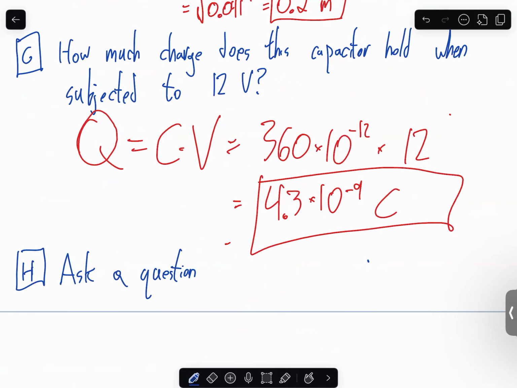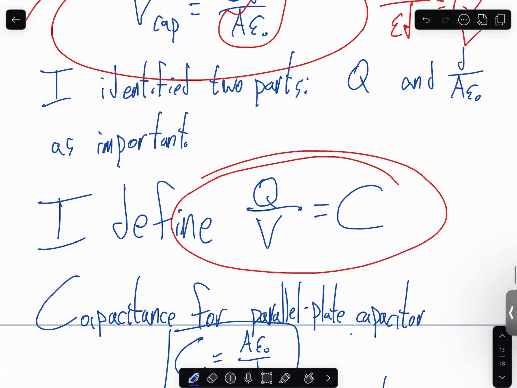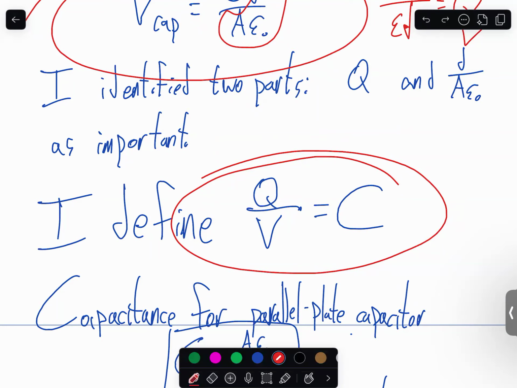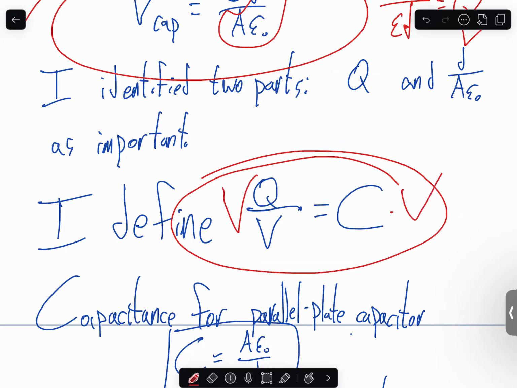Here's one. Why does charge equal capacitance times voltage? Well, I take the defining equation for capacitance. C is defined as Q divided by V. If I multiply both sides of this equation by V, V divided by V on the right just turns into one, and on the left, I've got Q equals C times V. So why is Q equal to CV? Because I defined capacitance in that way.